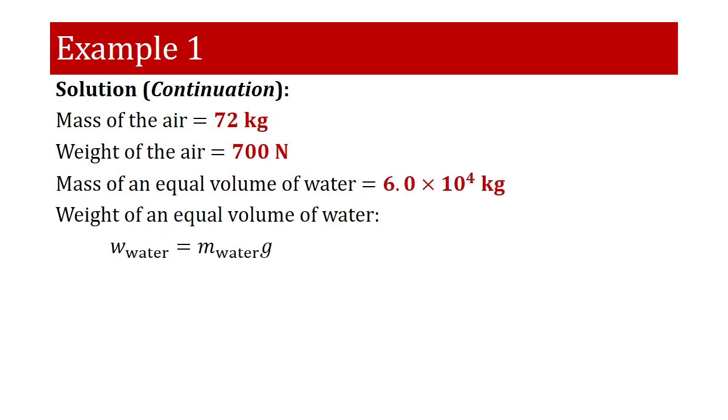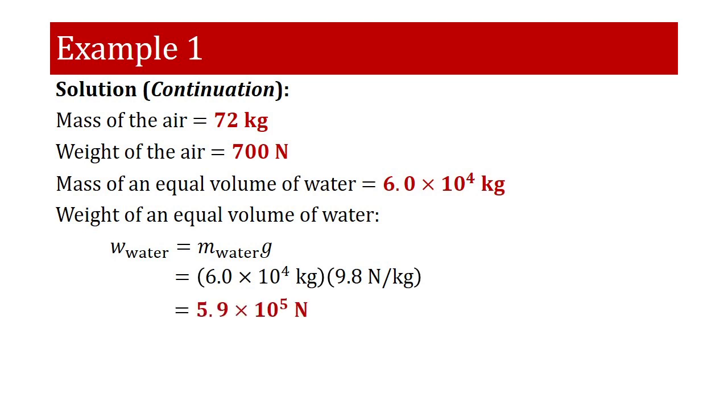Next is the weight of an equal volume of water. So from this, using the same formula for weight, which is equal to mg, mass is 6 times 10 to the 4 kilograms, times g is 9.8 newtons per kilogram, so you have 5.9 times 10 to the 5 newtons.